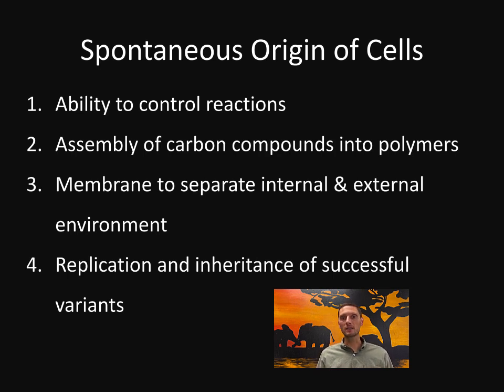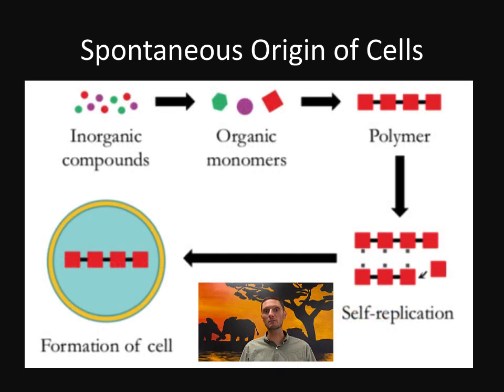And lastly, there would need to be the opportunity for self-replication of molecules, particularly for variants that were most successful, so that the successful variants could pass on to a future generation, like what we see in cells and organisms today, the ability to pass on inheritance. And so all of those different hypotheses and conditions would need to be present in order for life to develop from non-living matter.